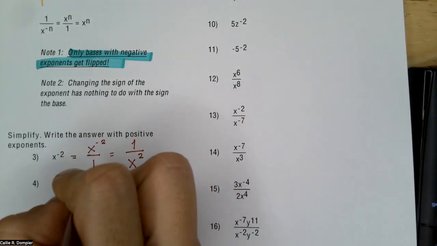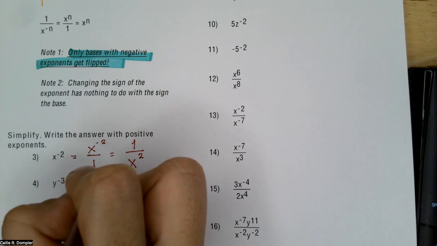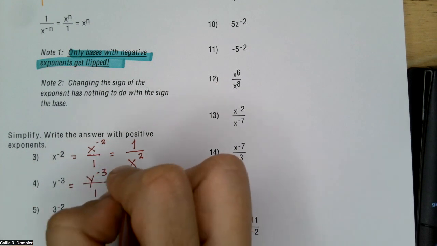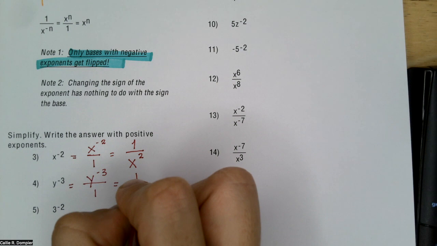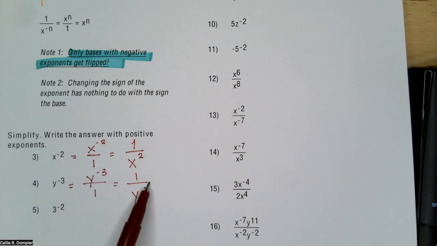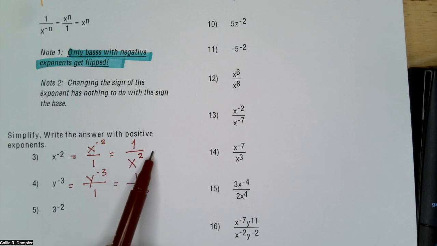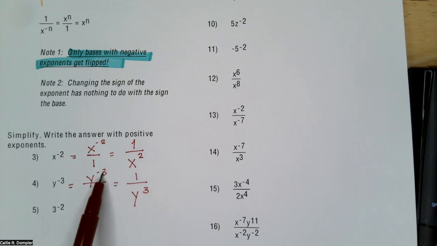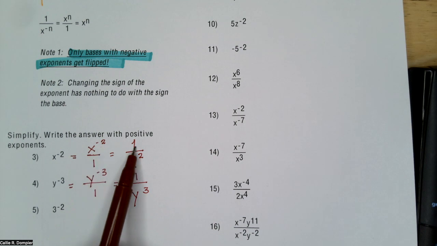Y to the power of -3 is the same as y to the power of -3 over 1, which becomes 1 over y to the positive 3. Because I want this negative to become a positive, I do that by moving it across the fraction bar, just like I did up here. Across the fraction bar, across the fraction bar.